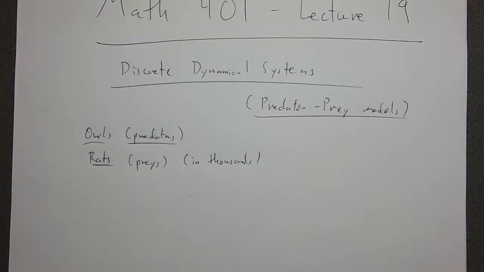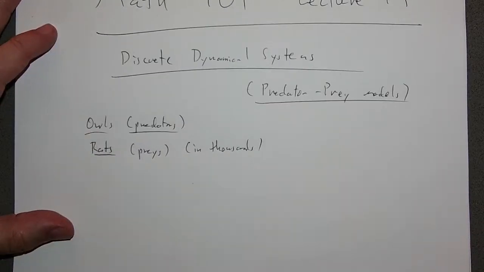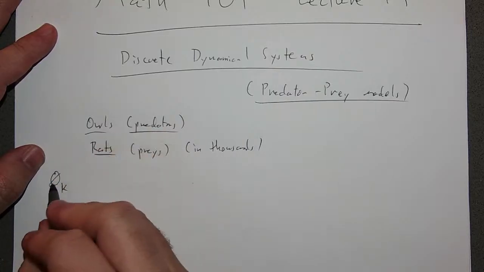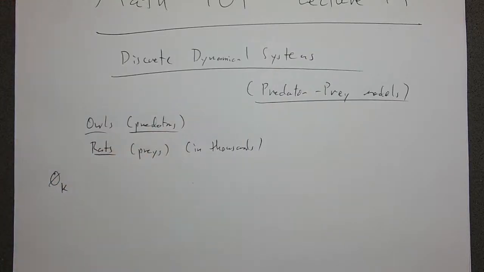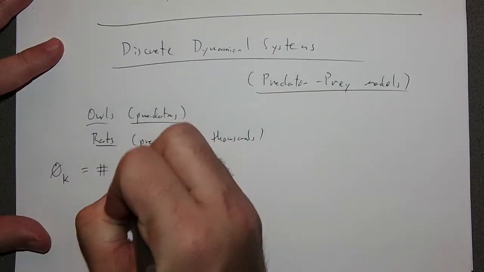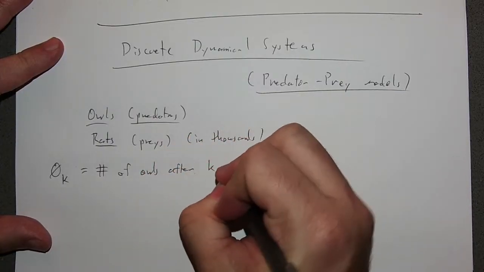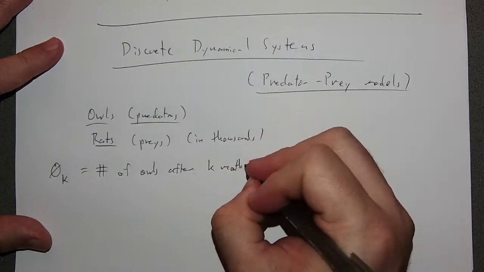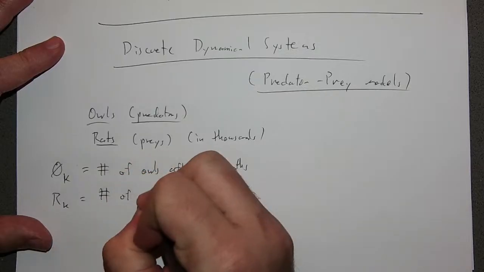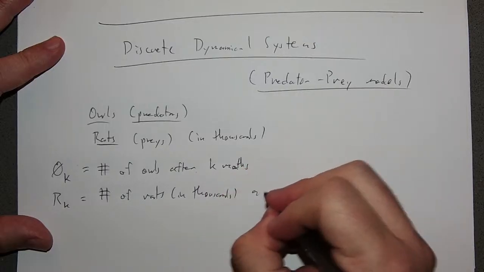And so let's denote the number of owls after k months using this. I'm doing this so that you don't confuse my zeros that show up here as being repetitions. So this is the number of owls after k months, and let r sub k be the number of rats in the thousands, just to make it maybe more realistic here, after k months.